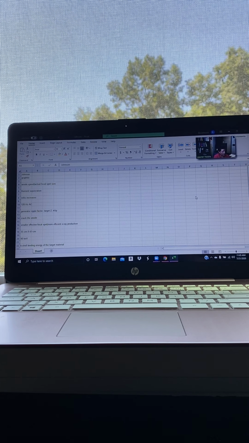Let's see, the next one everybody got right. So X-ray production. Everybody got number 4 right. X-ray production increases when the mass increases. So everybody got that one.